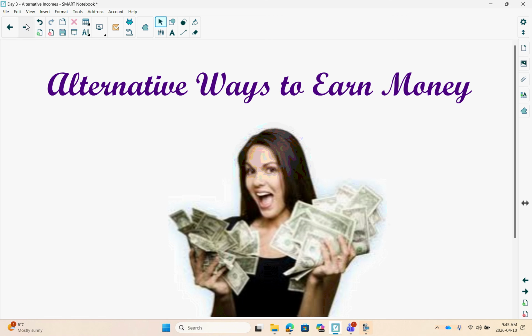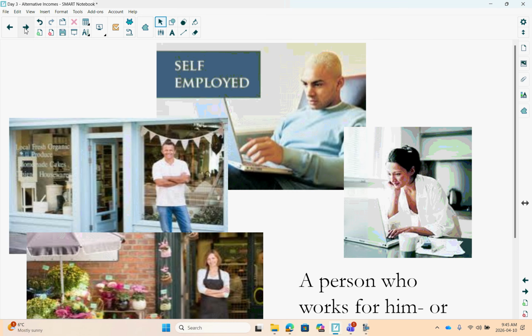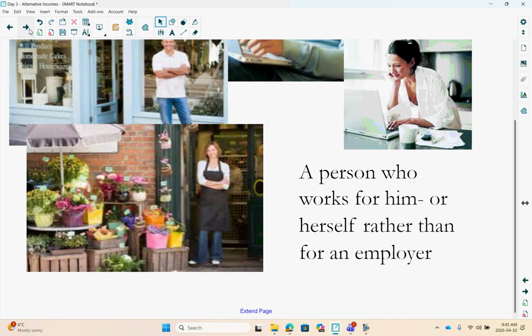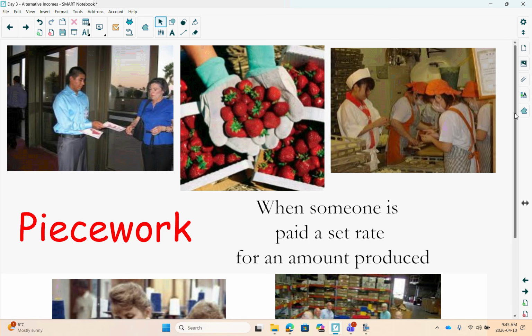So, alternative ways to making money. In today's examples, it won't just be an hourly rate multiplied by the number of hours that the person works. Some people are self-employed. They work for themselves. They are the boss. Some people get paid by piecework, so they're paid at a set rate for an amount produced. Like if you build and sell rocking chairs, the more rocking chairs you make, the more money you'd make. The more rocking chairs you sell, the more money you'd make. Okay?